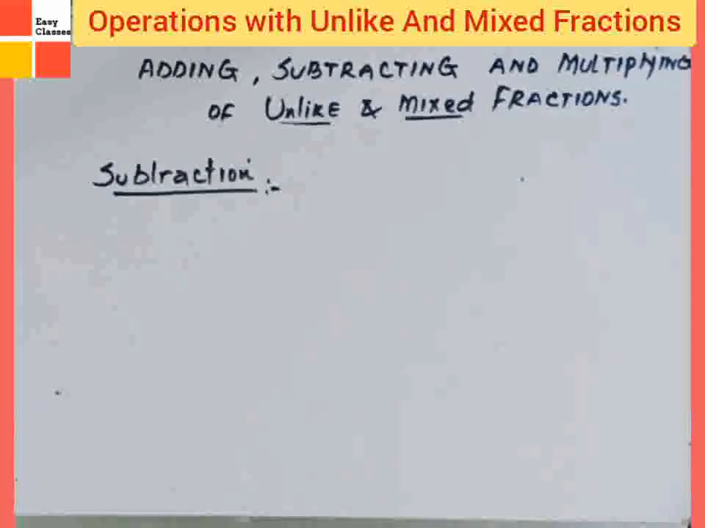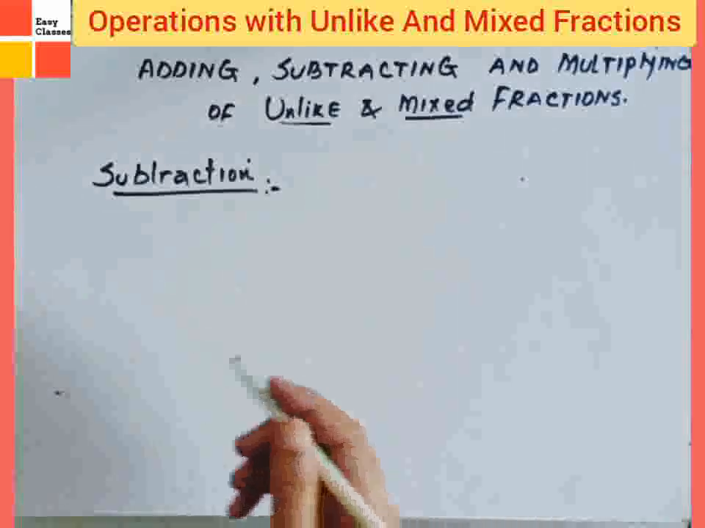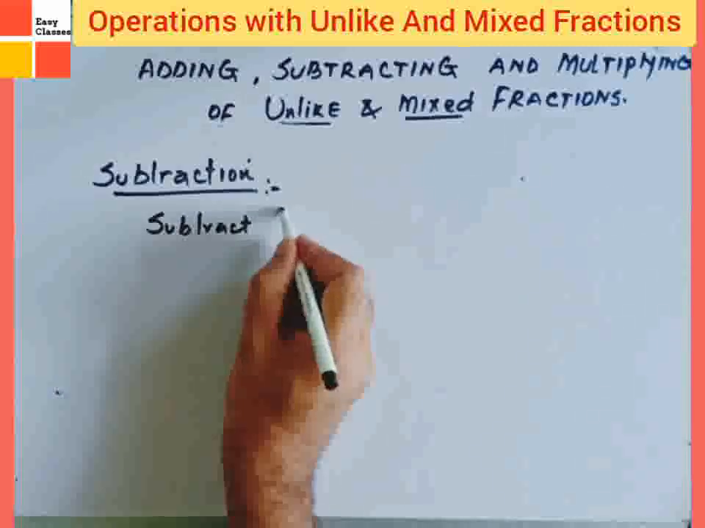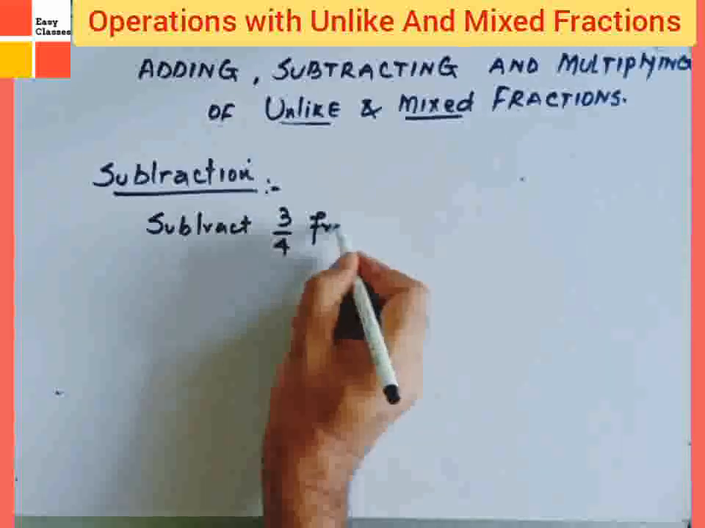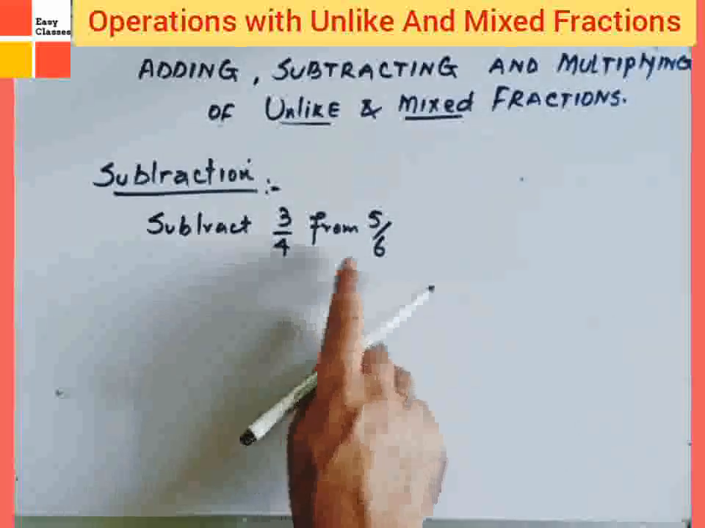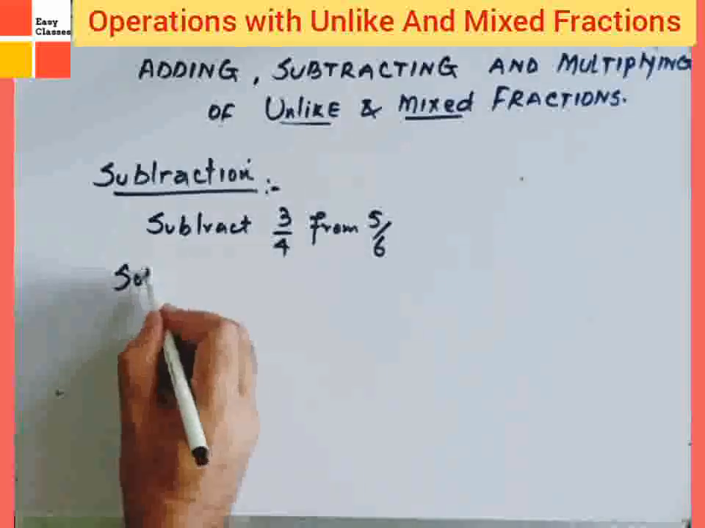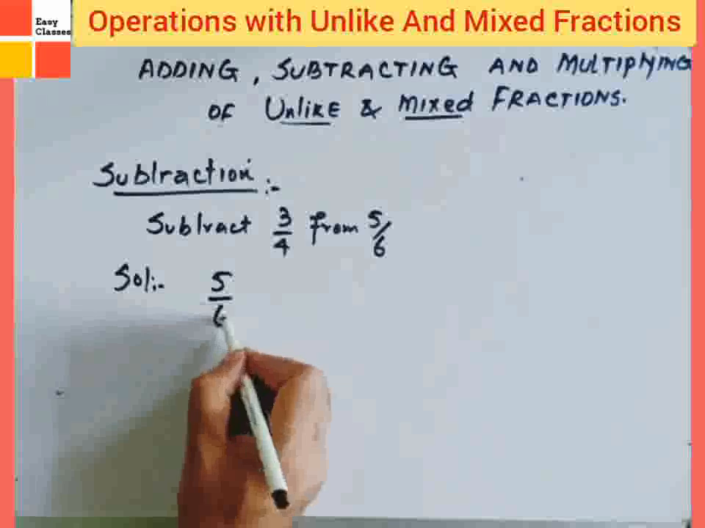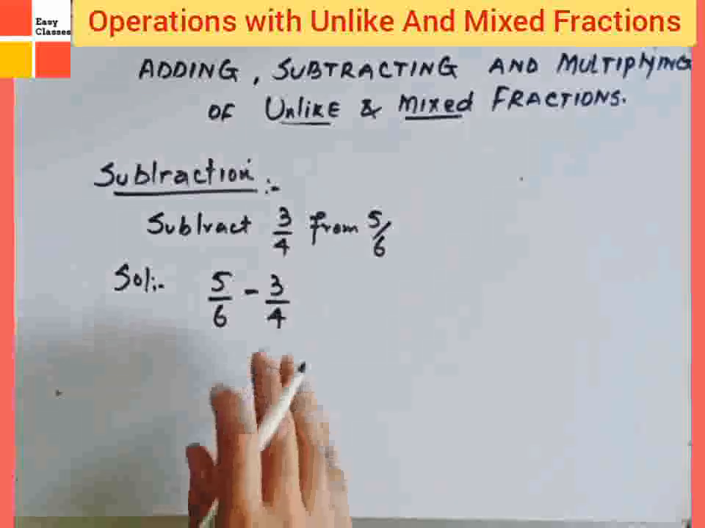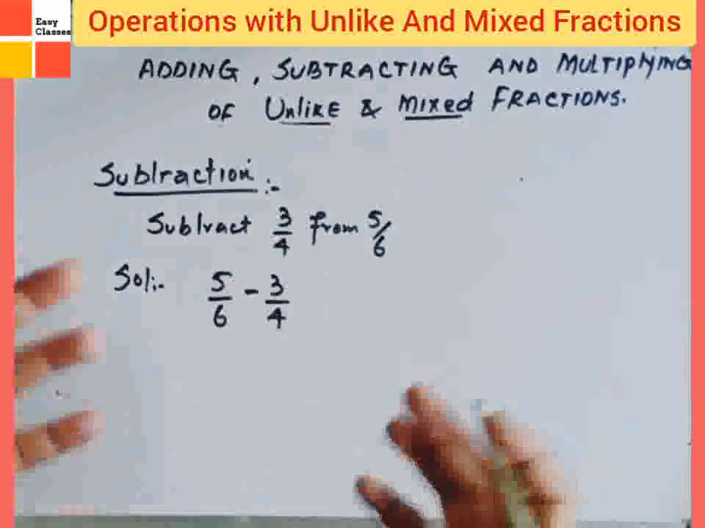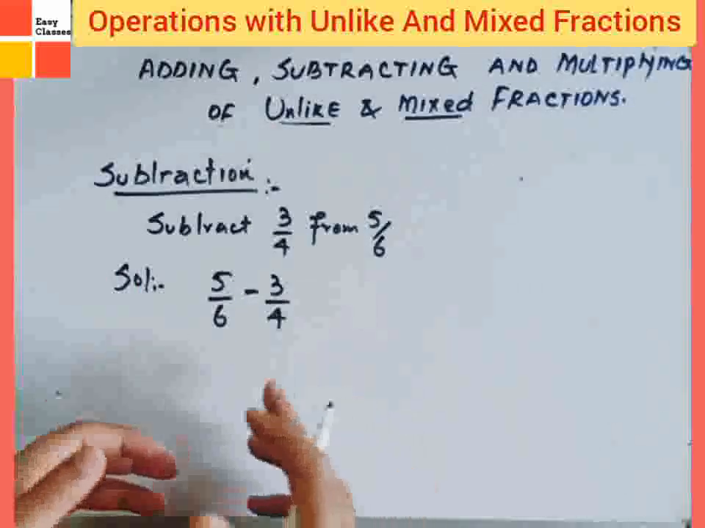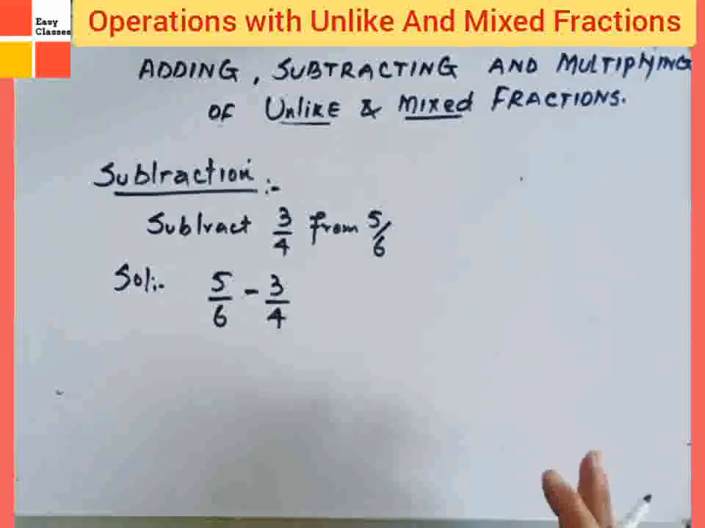Now what about subtraction of unlike fractions? Say, for example, we are asked to subtract 3/4 from 5/6. So we have to subtract this fraction from this. That means 5/6 minus 3/4. Here also we can apply the same approach. We can approach this problem in the same way as we did in the case of addition of unlike fractions.